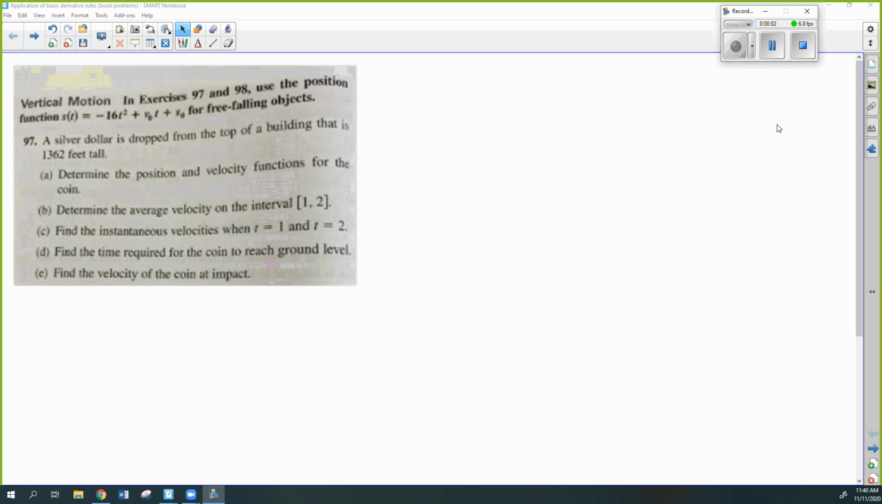With the problems in the book, and again, these are on page 116, okay? We're going to be looking at some applications of our derivative rules that we have learned up to this point as it applies to position, velocity, and acceleration, okay?